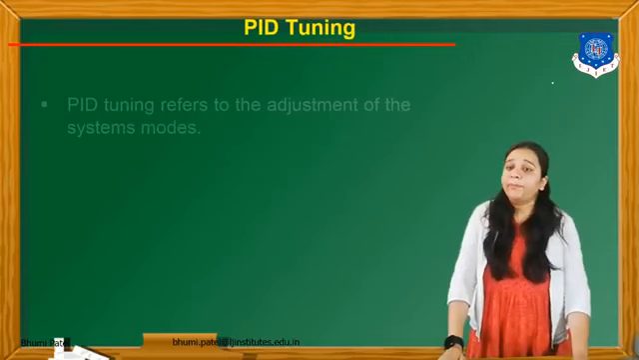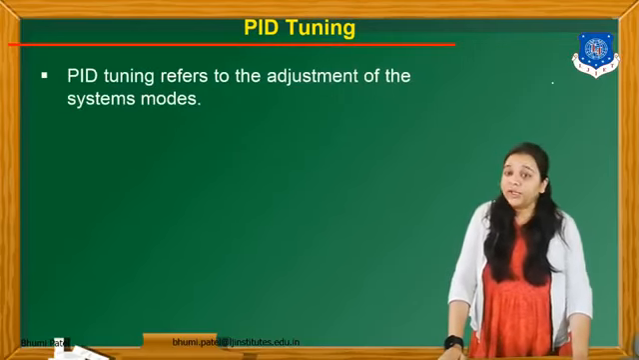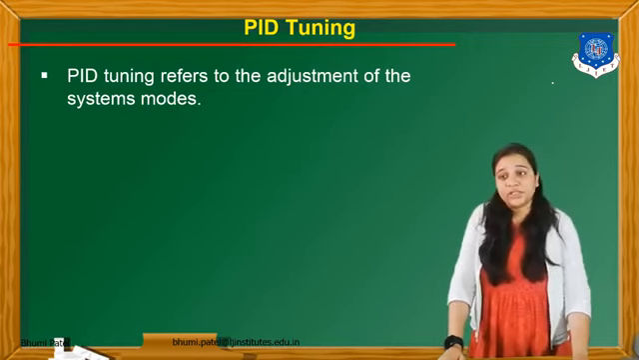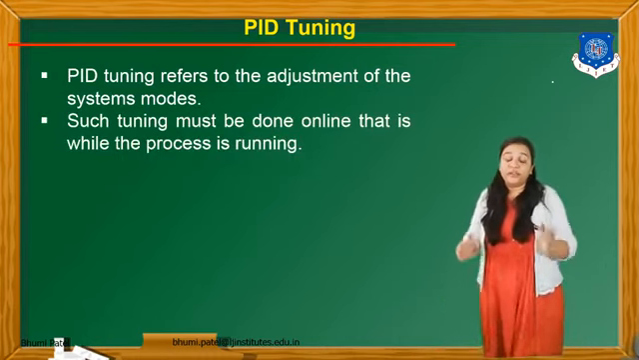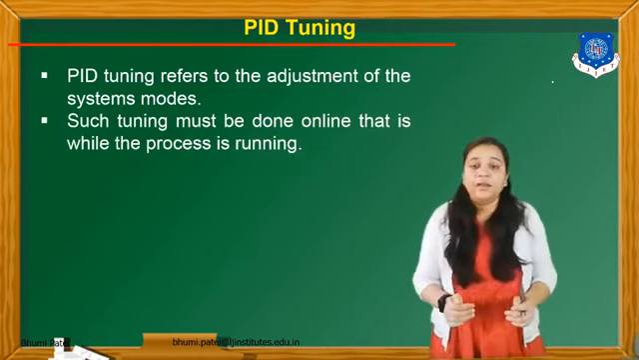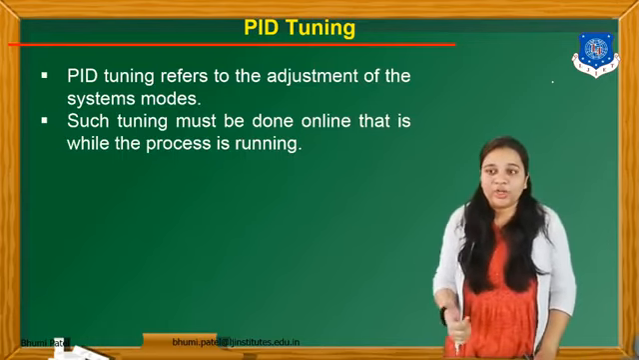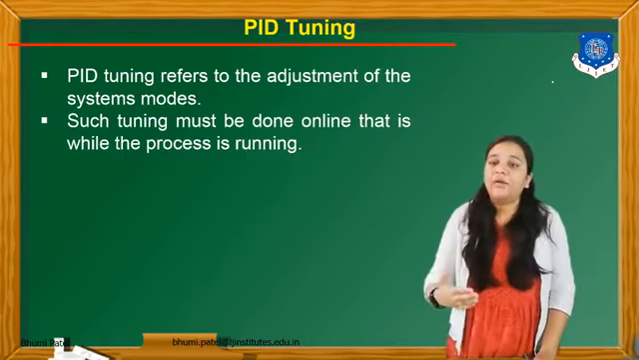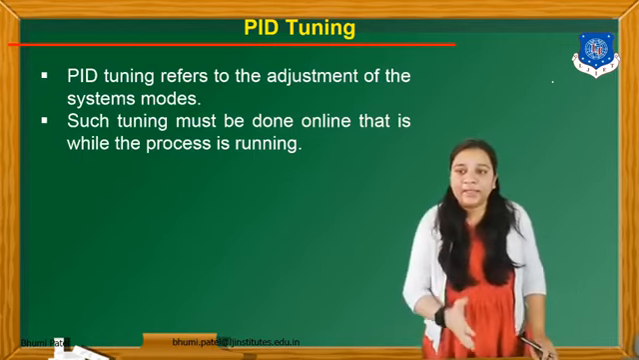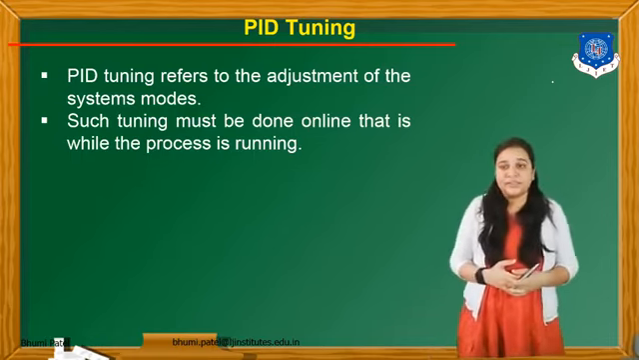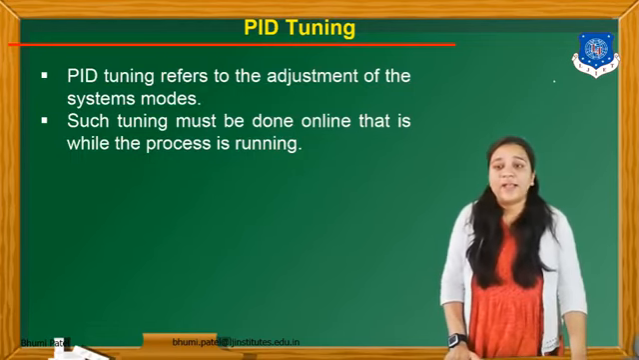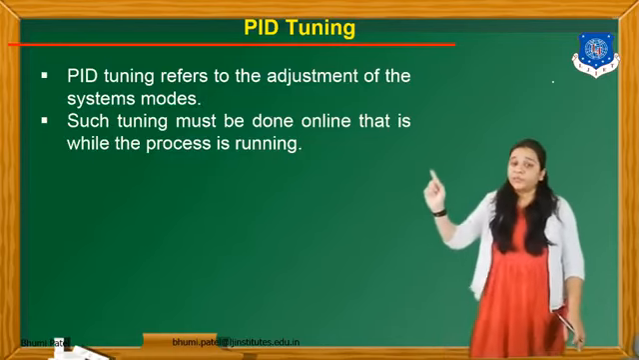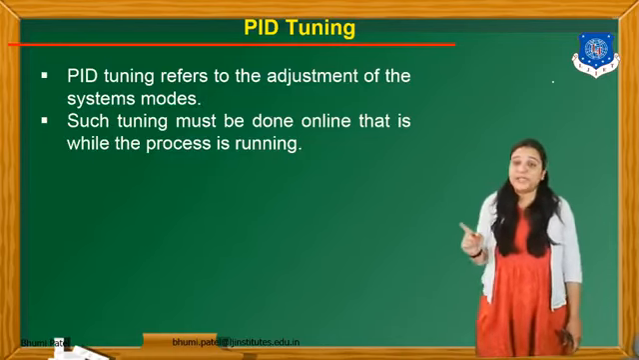Now, how can we tune the PID? PID tuning refers to the adjustment of the system mode. We can adjust the system mode using PID tuning. As we discussed earlier, in the PLC software, a specific data is given for the PID tuning. So by changing the values of the P gain, I gain and D gain, we can easily adjust the system mode, and such tuning must be done online, that is, while the process is running. This is the most important advantage of PID tuning.